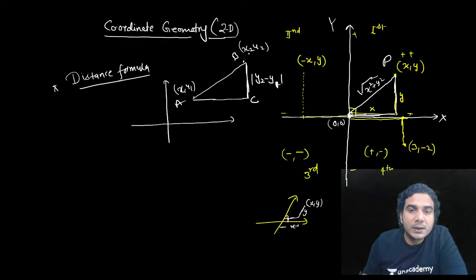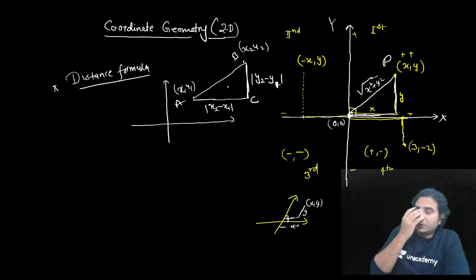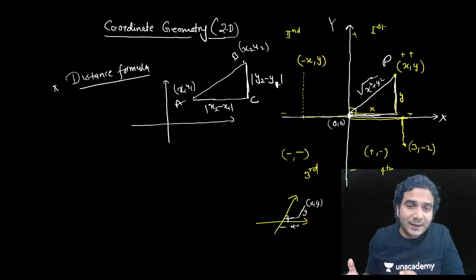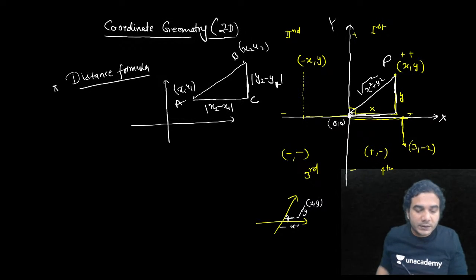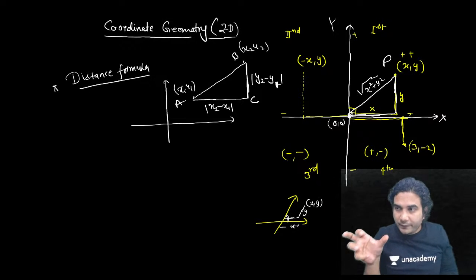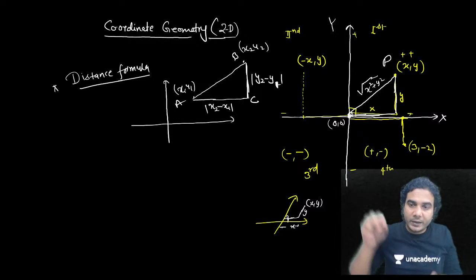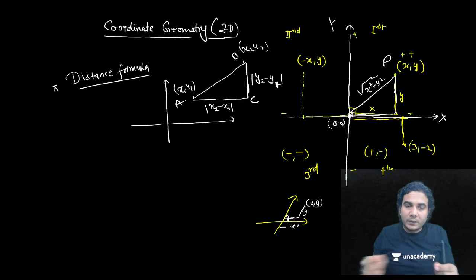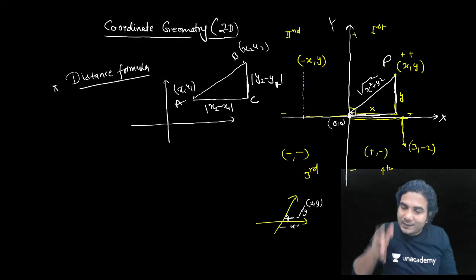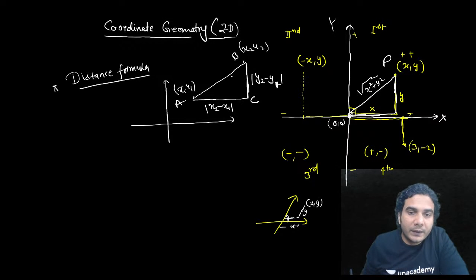The horizontal distance between any 2 points is basically the difference of their x coordinates, so that is mod of x2 minus x1. I'm again putting mod so that whether x2 is greater than x1 or x1 is greater than x2, it won't affect the distance. Distance will always be positive. The horizontal difference will always be mod of x2 minus x1, and the vertical difference will always be mod of y2 minus y1. This will help you find the distance between A and B.